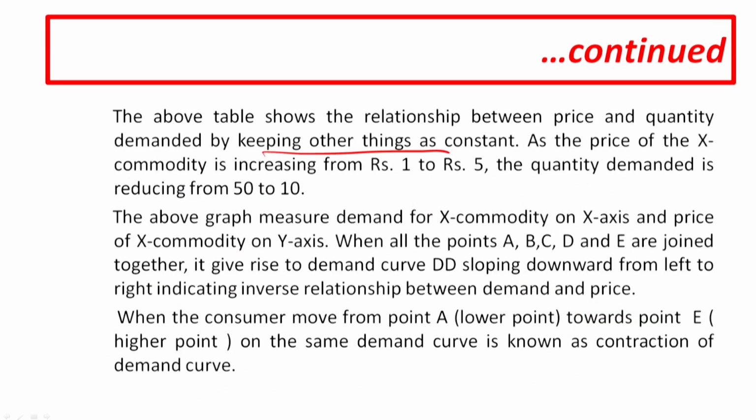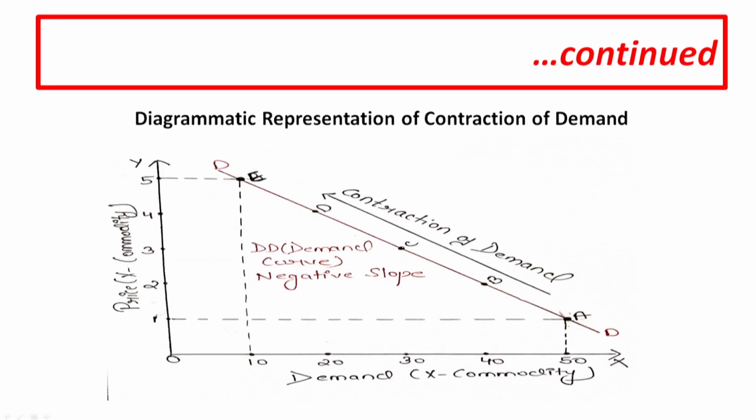The above graph measures demand for X commodity on the x-axis and price of X commodity on the y-axis. As I have already told you, when all the points A, B, C, D, E are joined together, it gives rise to demand curve DD sloping downwards from left to right, indicating inverse relation between demand and price. When the consumer moves from point A, lower point, towards point E, higher point on the demand curve, it is known as contraction of demand curve, which again I am showing you on the slide. This is the contraction of demand curve.